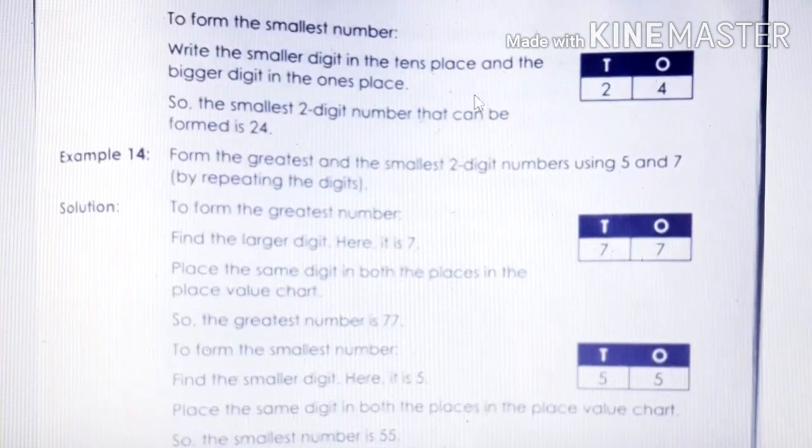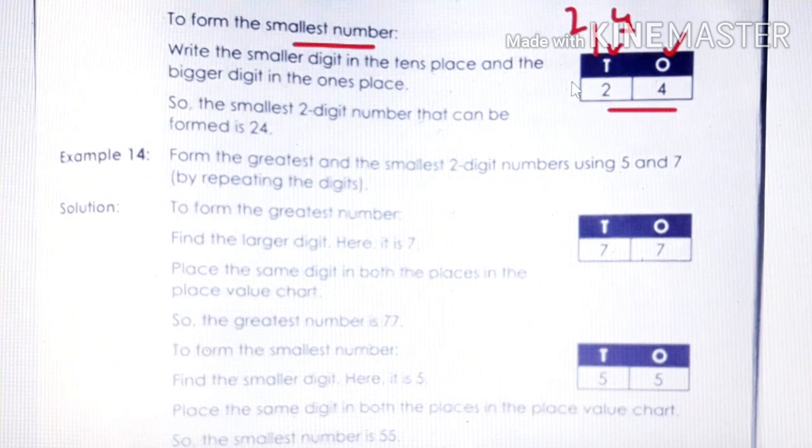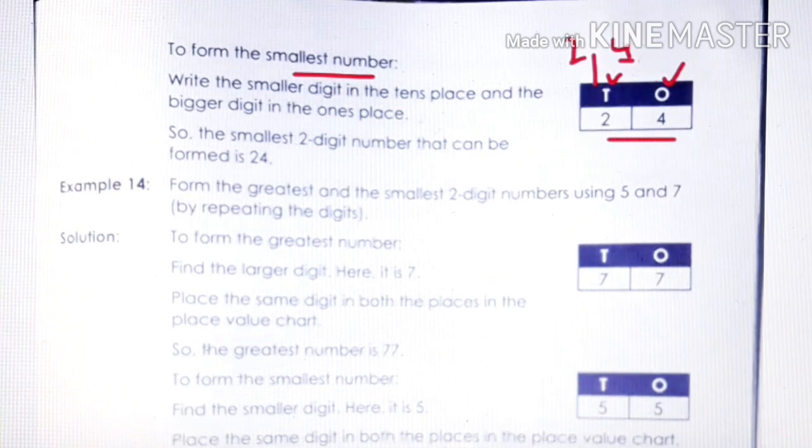Next, smallest number. How to form the smallest number? You got the digits 2 and 4, isn't it? To make the smallest number, children, we'll write the greatest number in ones place and the smallest number in tens place. So you get the smallest number 24. Have you understood? If you are going to make the smallest number, you put the smallest number in tens place. If you are going to make the greatest number, then you put the greatest number in tens place.